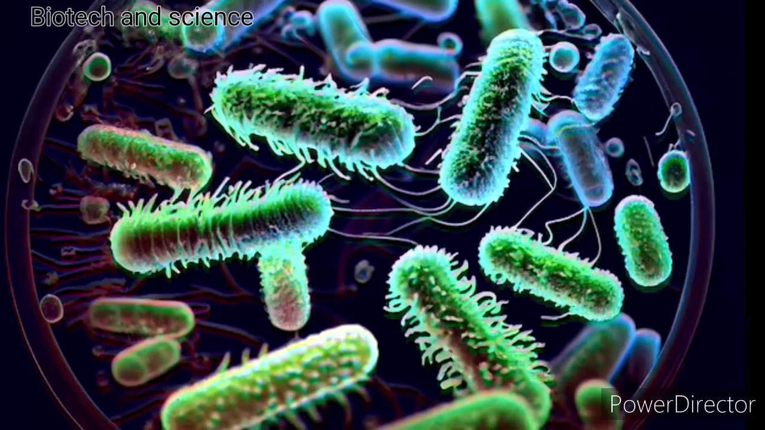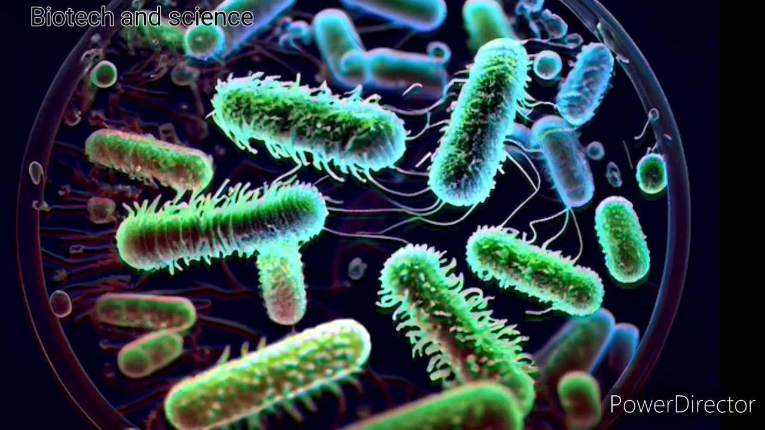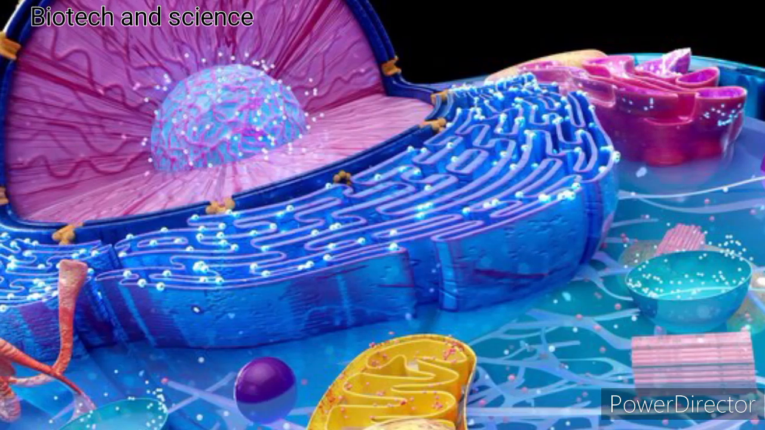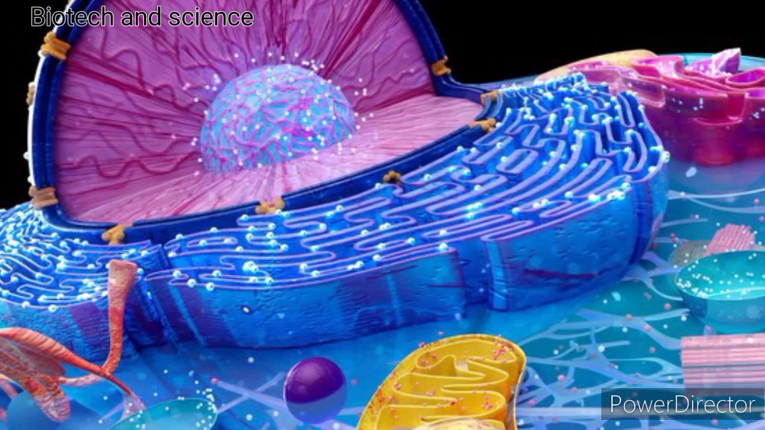The most simplest cell is the bacterial cell with few cell organelles. Plants and animal cells are advanced types of cells probably developed from the simplest cell, the bacterial cell.